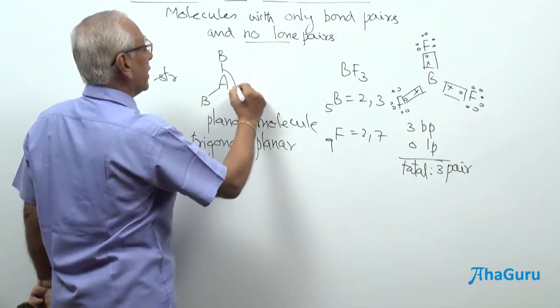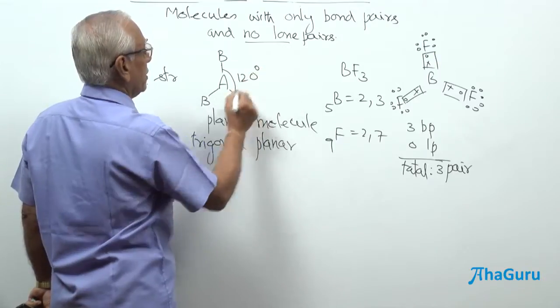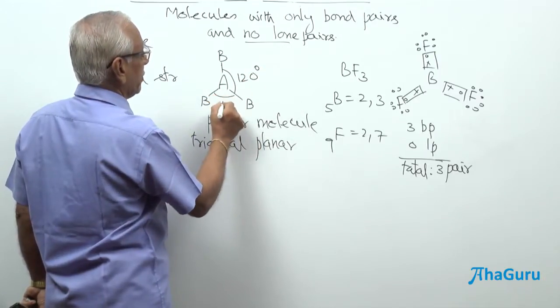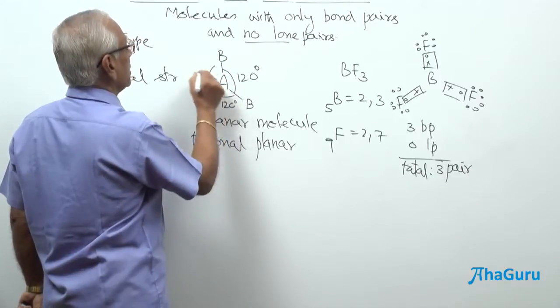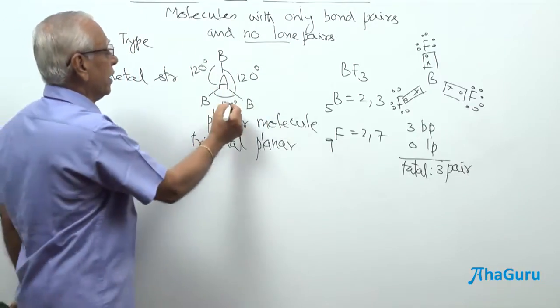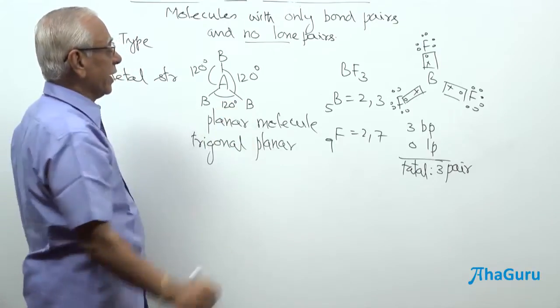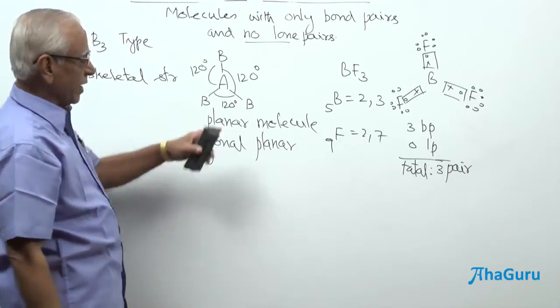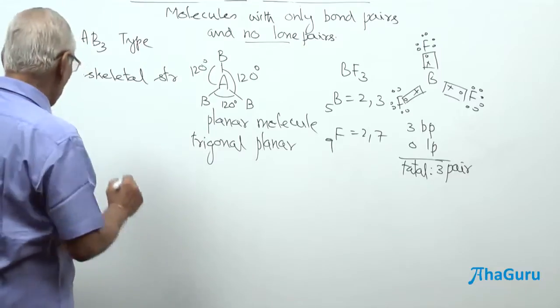And look at the bond angle, it should be 120. And every bond angle is going to be 120. This is 120. This is 120. Being a planar molecule, 360 here. And that would be the structure of AB3 molecule having 3 bond pairs and no lone pair.